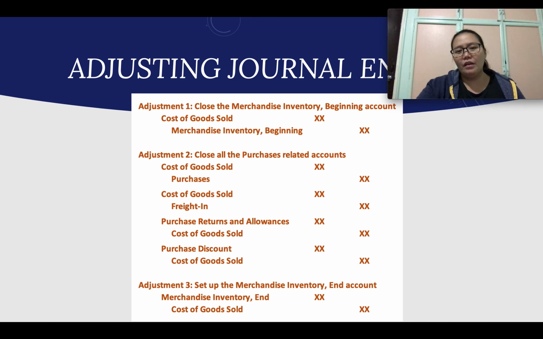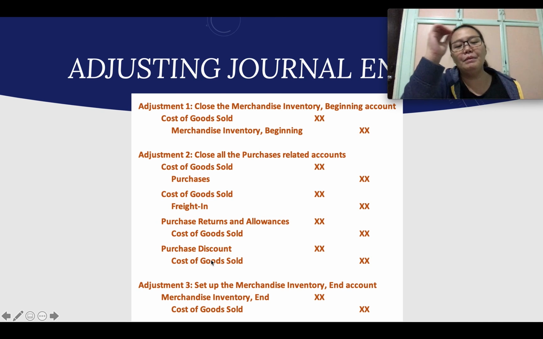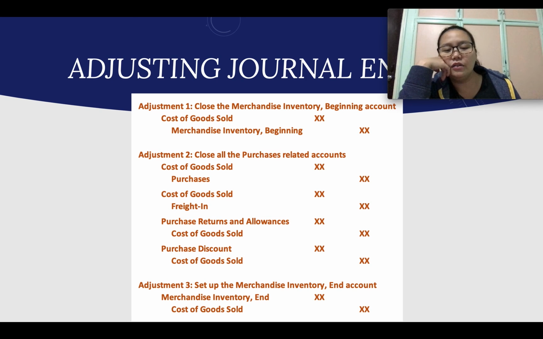Now, for the purchase returns and allowances and purchase discounts, they both have a normal credit balance. So, to close the account balances, we debit the purchase returns and allowances account and credit the cost of goods sold account, and then debit purchase discount and credit cost of goods sold as well. After this, all the purchases related accounts are already reduced to zero balance.